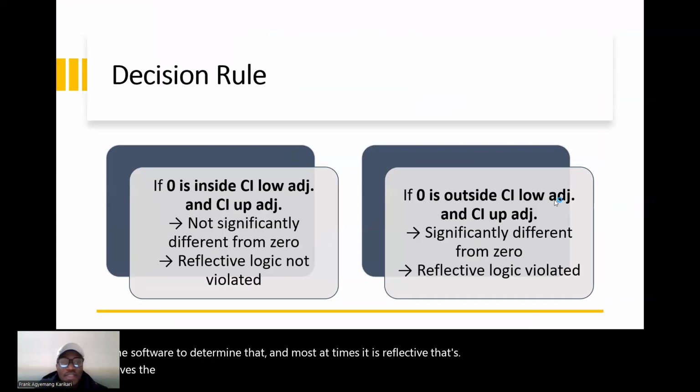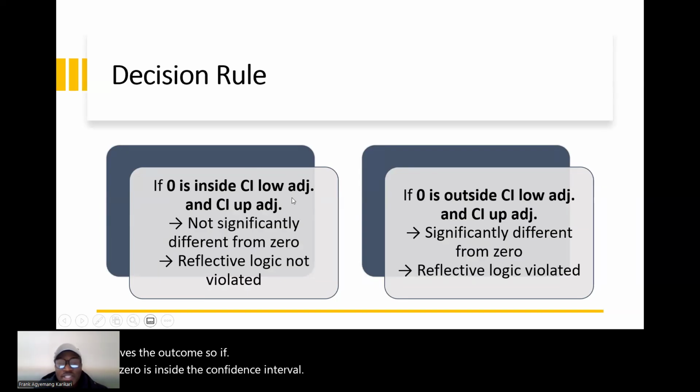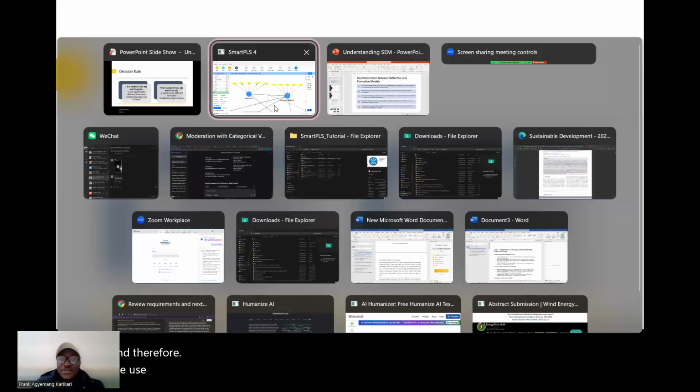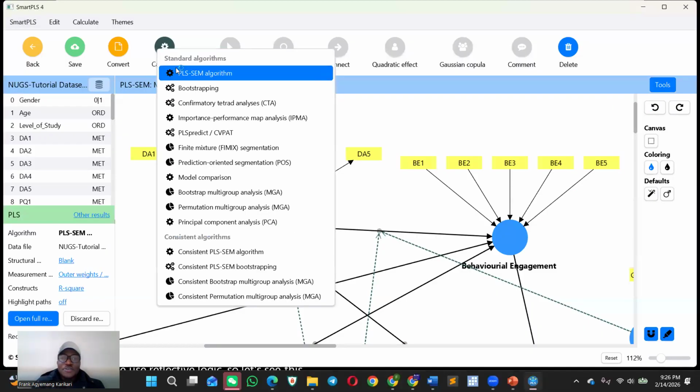So if 0 is inside the confidence interval, between the lower confidence interval adjusted and the upper confidence interval adjusted, it means that it is not significantly different from 0. And therefore, you use reflective logic. So let's see this one. How do you run that?